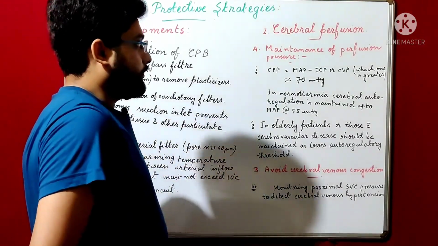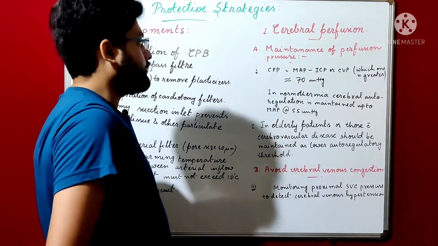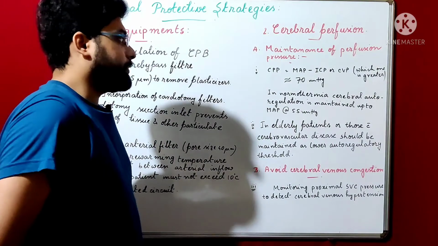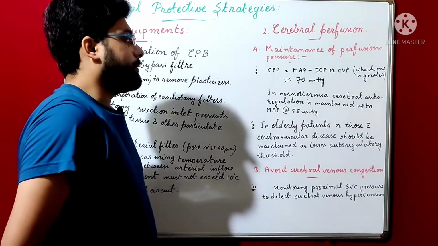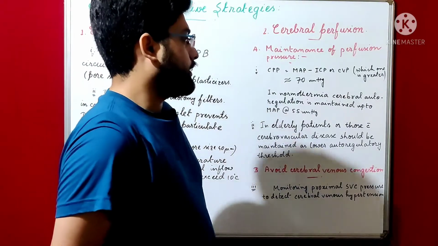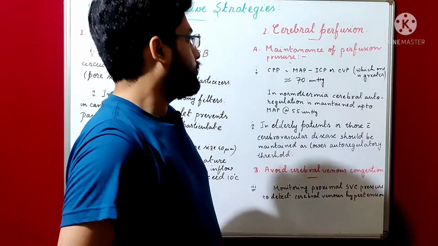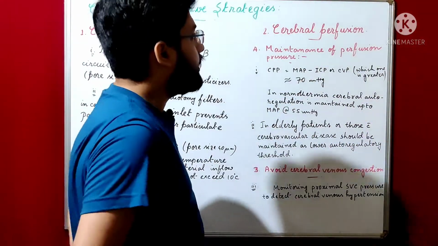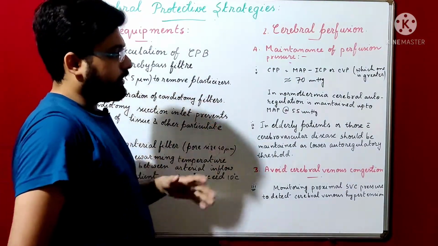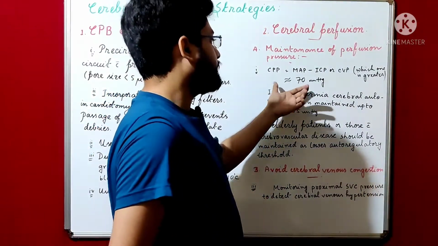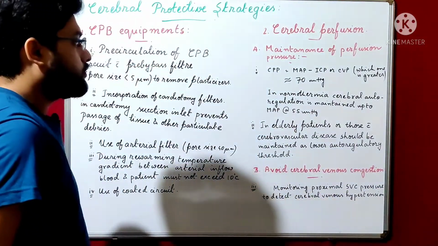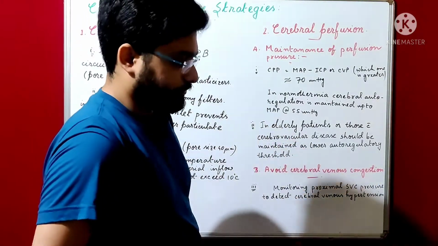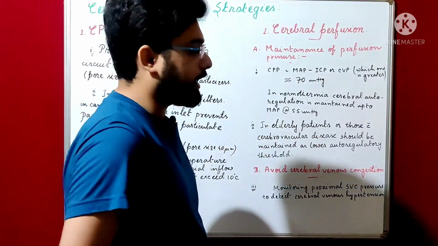Next, related to cerebral perfusion. First is maintenance of perfusion pressure of the brain. We all know cerebral perfusion pressure equals MAP, that is, mean arterial pressure, minus ICP or CVP. ICP stands for intracranial pressure and CVP is central venous pressure. Whichever is greater between ICP and CVP will be deducted from the mean arterial pressure, and usually in an individual that is somewhere around 70 mm of mercury. In normothermia, cerebral autoregulation is maintained down to a mean arterial pressure of 55 mm of mercury.